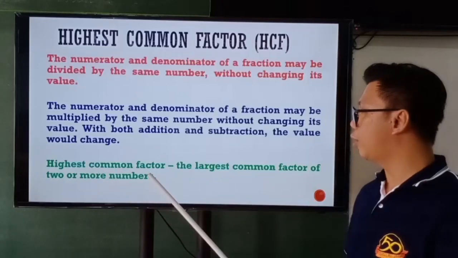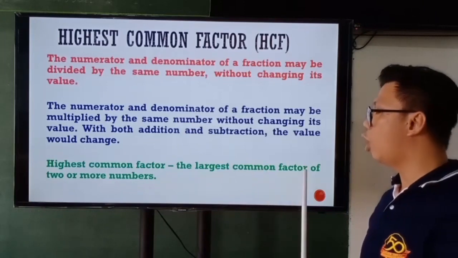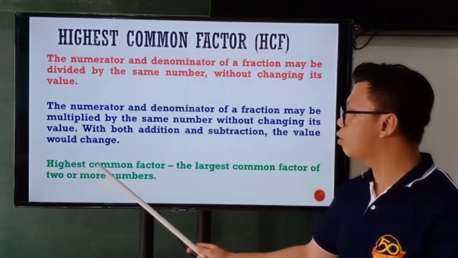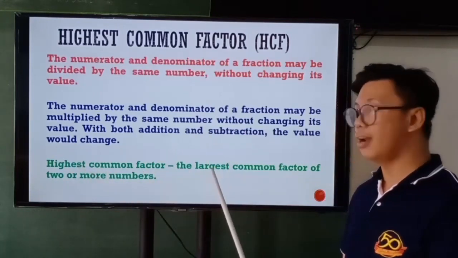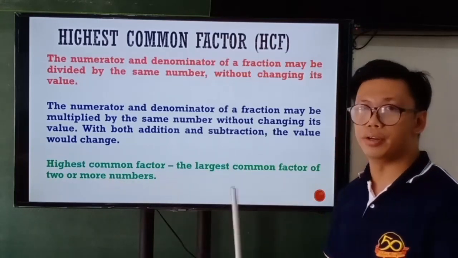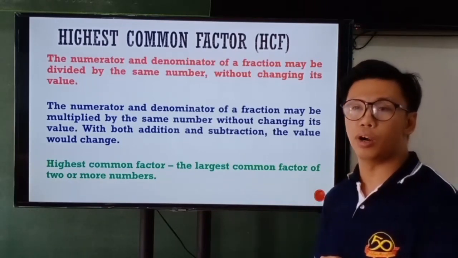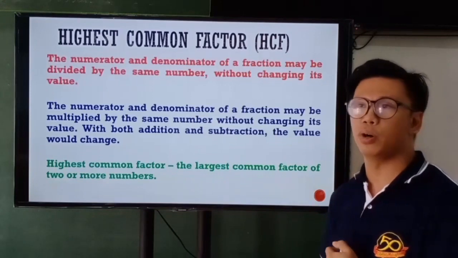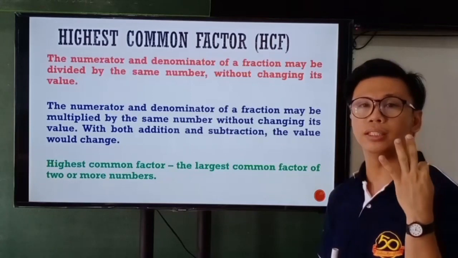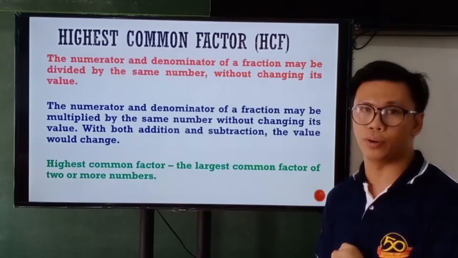Highest common factor is the largest common factor of 2 or more numbers. Again, when we say highest common factor, that is the largest common factor of 2 or more numbers. It means we will get the highest or the largest number. For example, the common factors are 2, 3, and 6. So what is the largest number? Very good, it's 6. So that is our highest common factor.